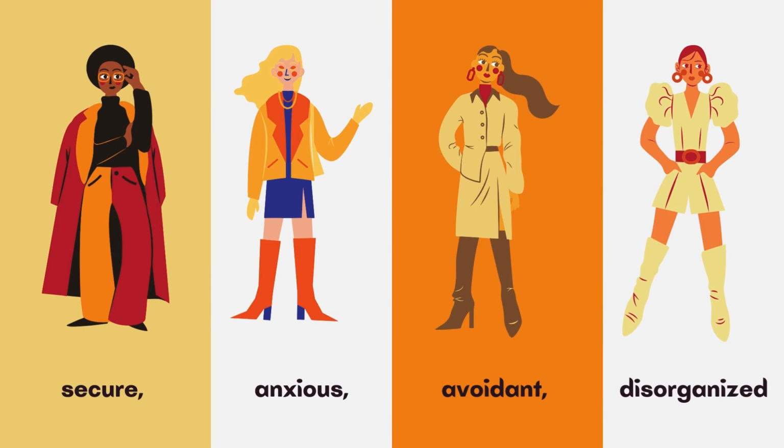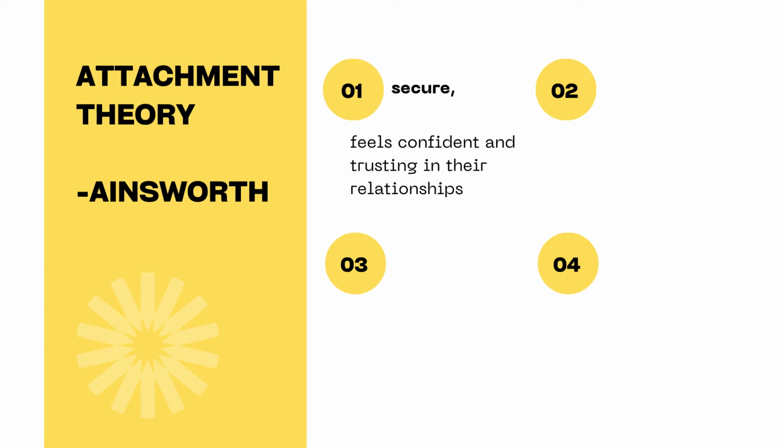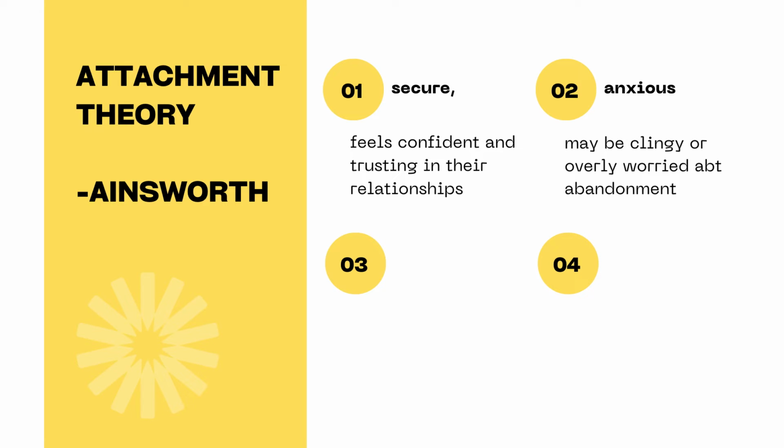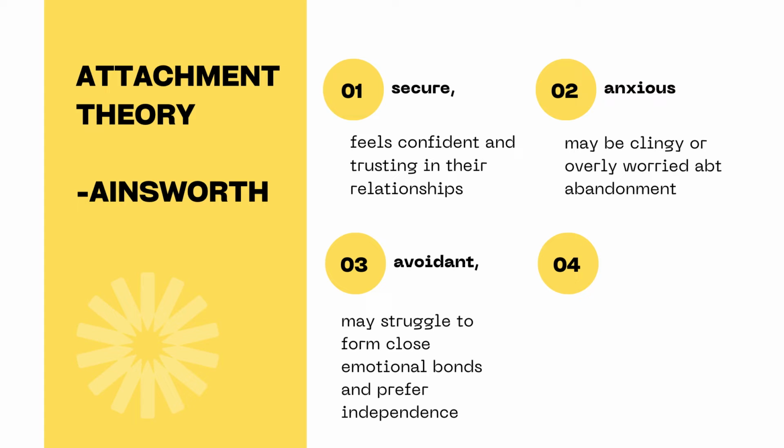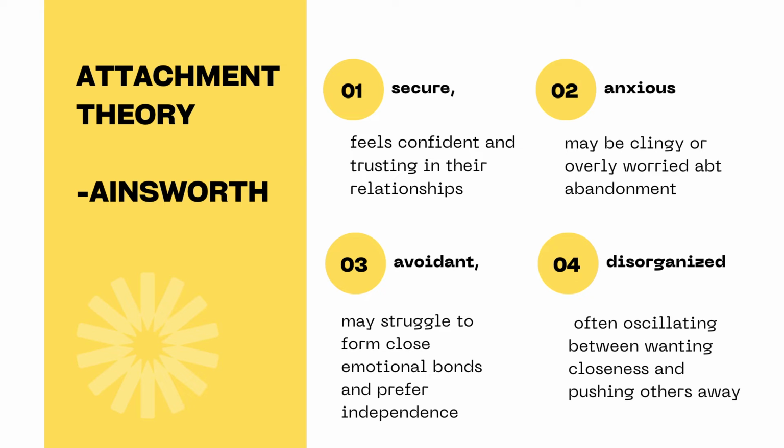Now, this brings us to another key factor: attachment styles. Based on various factors, attachment theory divides our styles of relating to others into four types: secure, anxious, avoidant, and disorganized. A person with a secure attachment style feels confident and trusting in their relationships, while someone with an anxious attachment may be clingy or overly worried about being abandoned. On the flip side, those with avoidant attachment may struggle to form close emotional bonds and prefer independence. Lastly, people with a disorganized attachment often experience confusion or fear when it comes to relationships, often oscillating between wanting closeness and pushing others away.